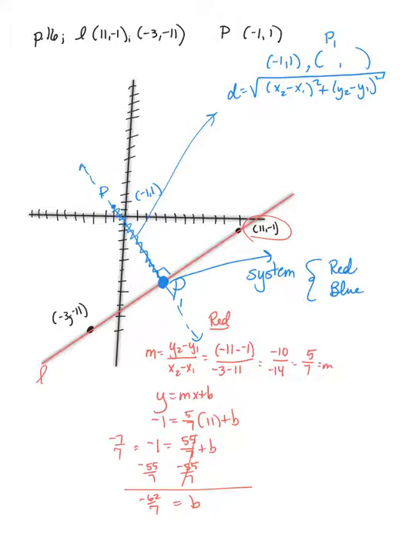Y'all see anything wrong with my arithmetic there? So my red line is y equals 5/7 x minus 62/7. It's really ugly, isn't it?